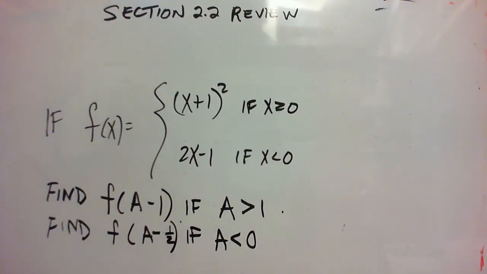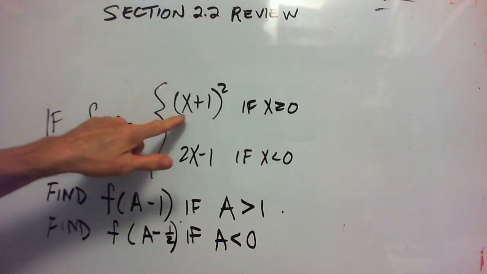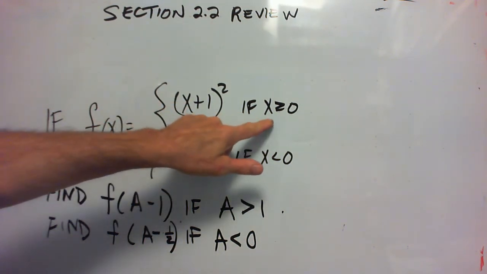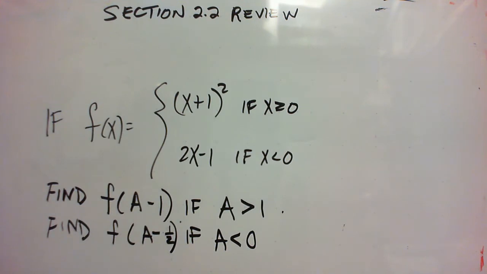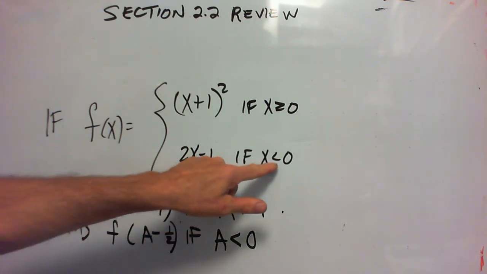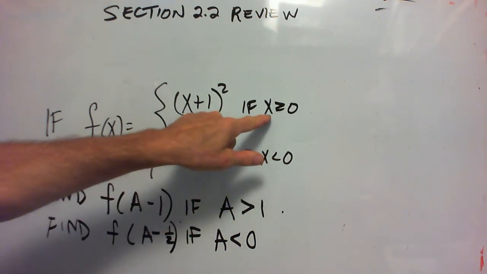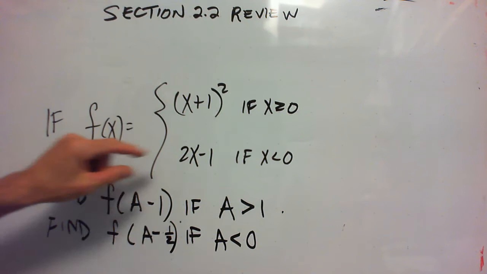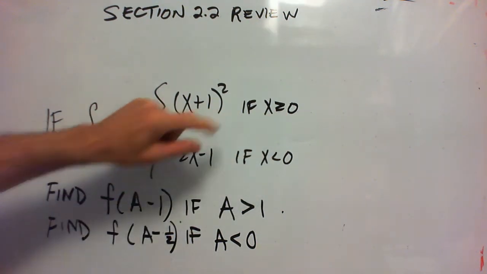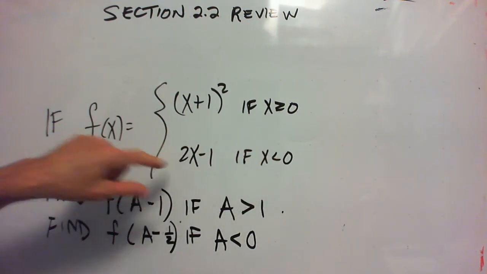Okay, in our next problem, which proves to be a bit confusing for a lot of people, we have this two-part function. F of x equals x plus 1 quantity squared if x is greater than or equal to 0, and it equals 2x minus 1 if x is less than 0. So what it's saying here is if the input value, x, is greater than or equal to 0, we use the top formula. If the input value x is less than 0, we use the bottom formula.